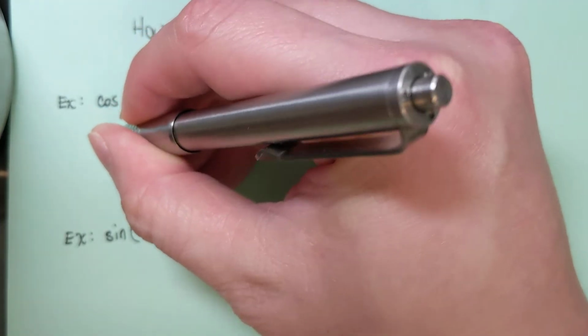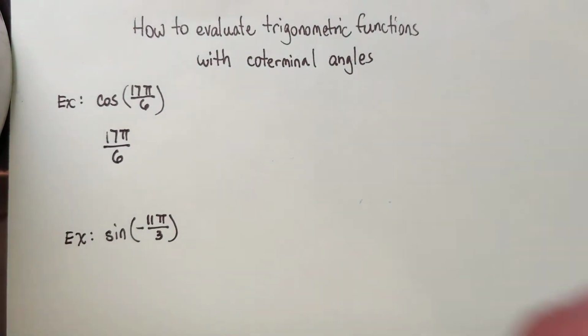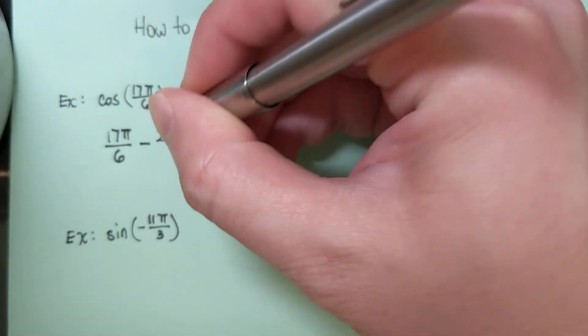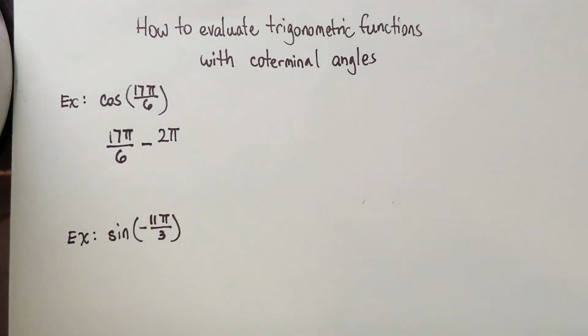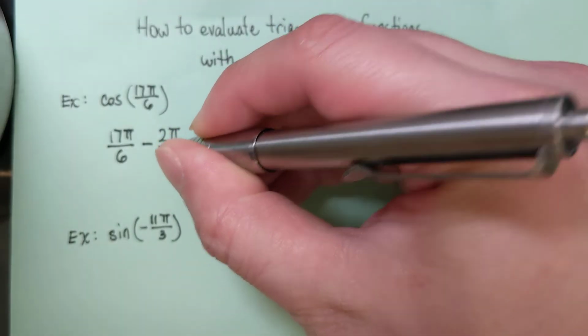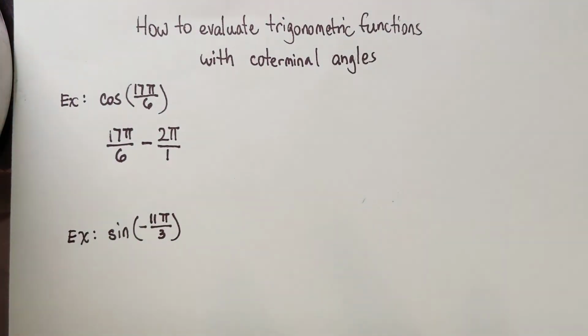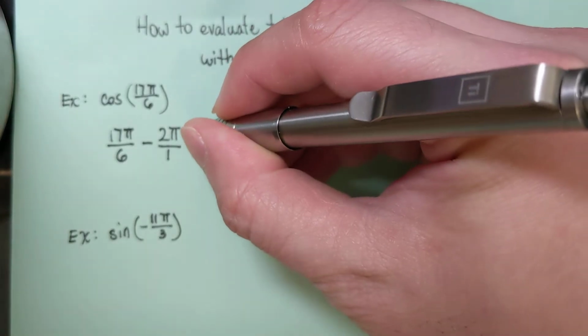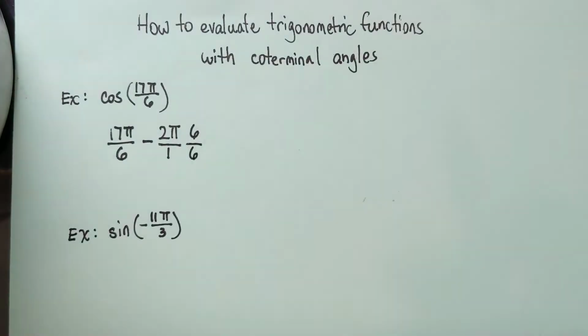So what we have to do is take 17 pi over 6 and use our knowledge of coterminal angles. We can add or subtract as many 2 pi's, which is a full rotation, as necessary in order to achieve our goal, an angle that is somewhere inside the unit circle. So let's make this a fraction by putting 2 pi over 1. I cannot subtract this yet because I need a common denominator. So I need to multiply this by 6 over 6 in order to achieve a common denominator of 6.